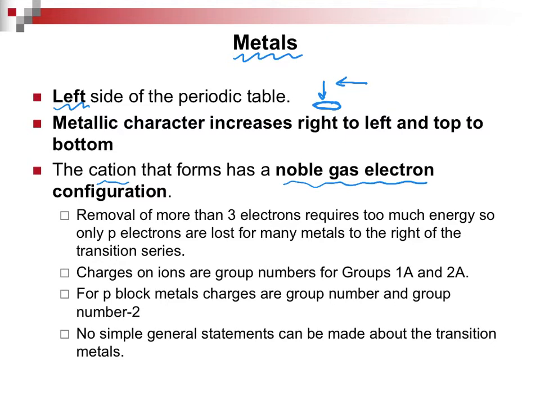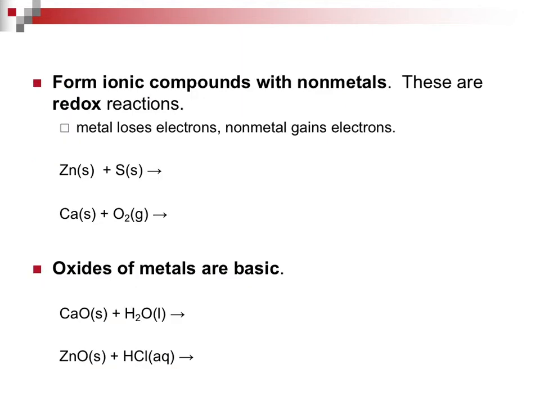And what I want to say is, please don't try to make a general statement about a transition metal. They have d electrons. They have multiple oxidation states. You will learn about that in 1220. But the things I've put here in bold, those are the key features that you should pick up in the chapter. If I do have a metal, it will form an ionic compound with a nonmetal. These are redox reactions. We talked about them in chapter 4. We said the metal will lose an electron and the nonmetal will gain an electron.